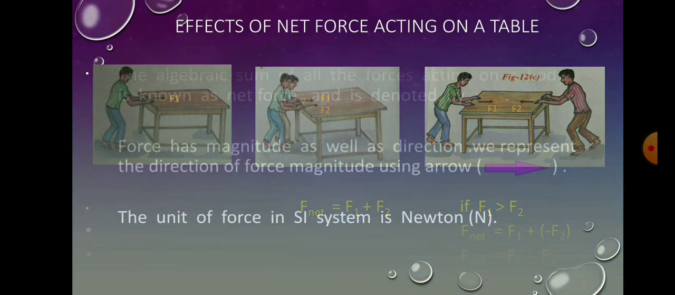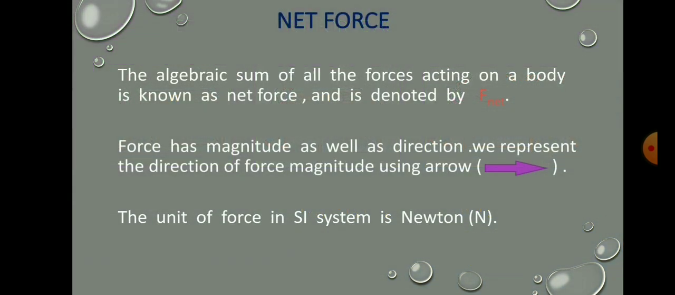So here net force means the algebraic sum of all the forces acting on a body is known as net force and is denoted by F net. Force has magnitude as well as direction. We represent the direction and magnitude of force using an arrow. The unit of force in the SI system is Newton, denoted by capital N.